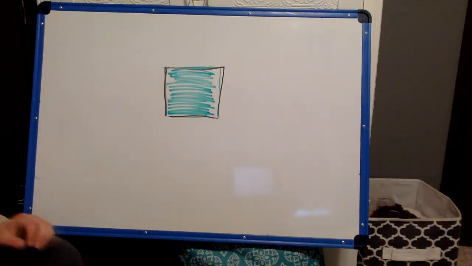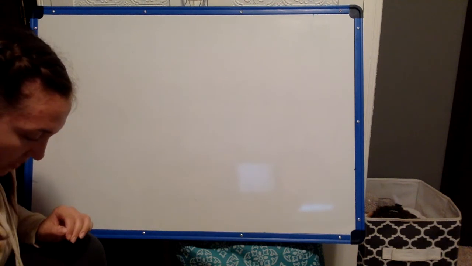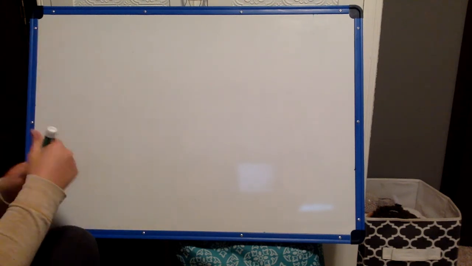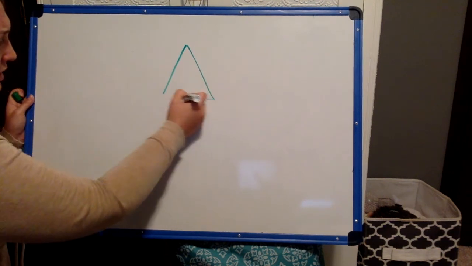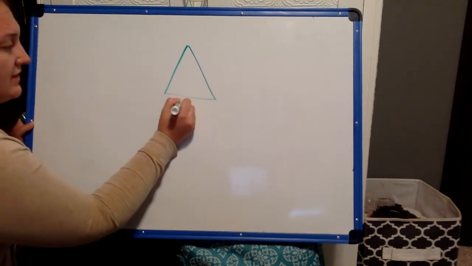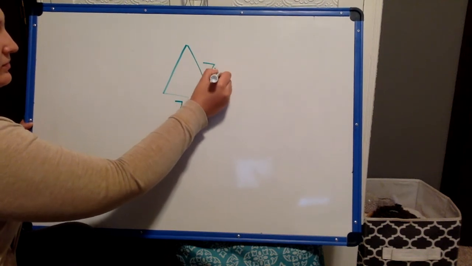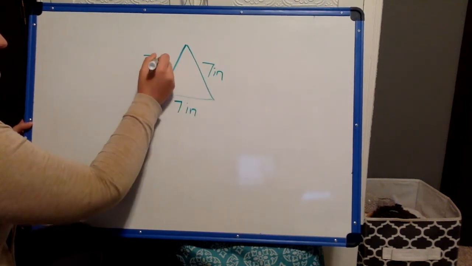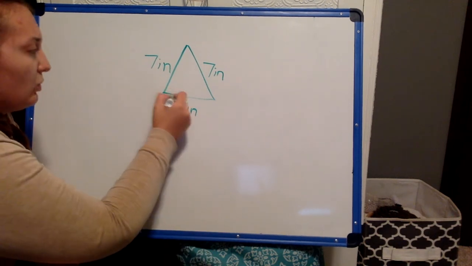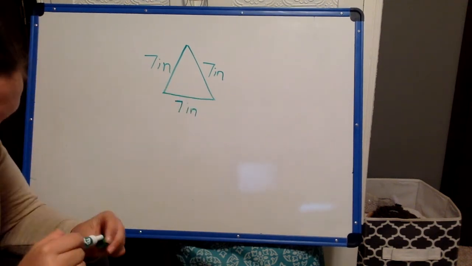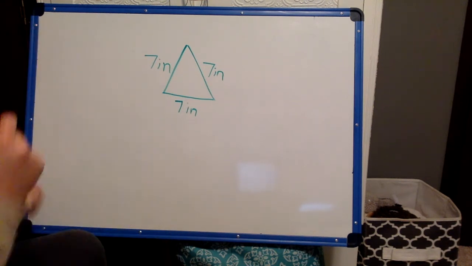So we're going to take a look at a couple shapes. I'm not going to have to measure. We're going to start with a triangle. So we know a triangle has three sides. In this case, there's a 7-inch side, a 7-inch side, and a 7-inch side. So in those three sides, I want to say, hey, what's the perimeter? What is the outside? So I have to include all three sides.